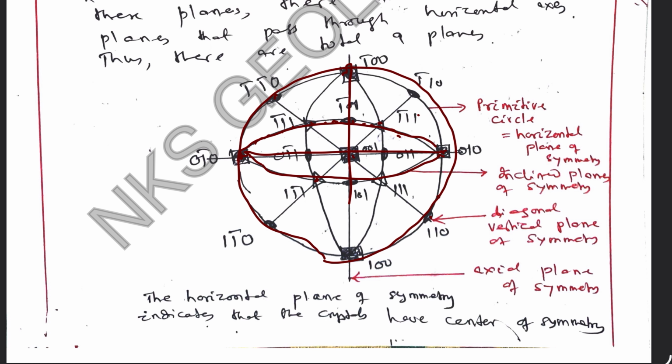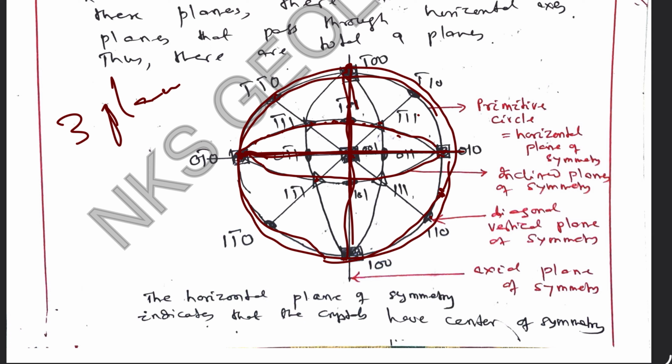This is the primitive circle for the horizontal plane of symmetry. This is vertical, this is vertical. So these are the two vertical planes, this is the horizontal plane. So these are three planes. Then we have the six diagonal planes. What are the six diagonal planes? We have two planes which bisect the horizontal crystal axis. So these are the two axial, they are vertical. So this line is solid, this line is solid.